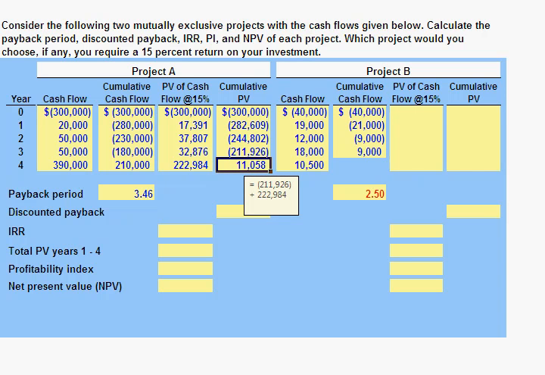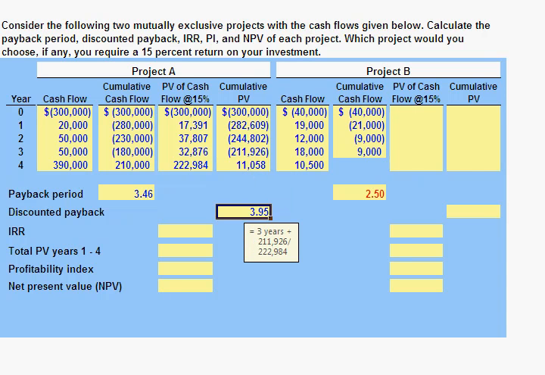Therefore, the payback period for our project is 3 years plus the deficit after 3 years, which was $211,926, divided by the present value of the cash flows in year 4, which was $222,984. Our discounted payback period is 3.95 years.